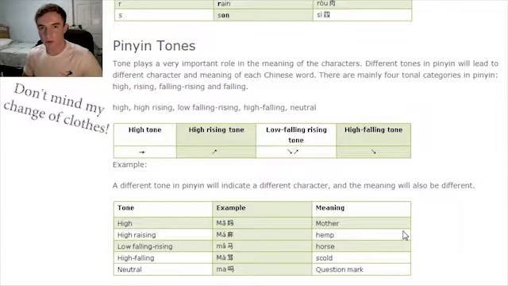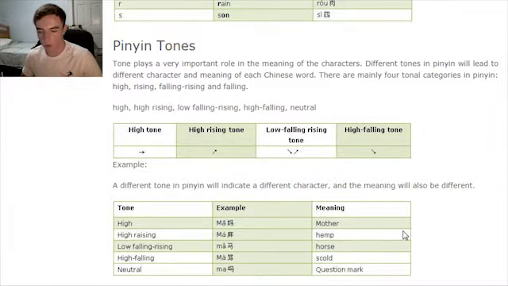We're just going to go straight into the tones, just so you guys know what's going on. We're going to be using ma as a word to give you an idea of how tones change the meaning of words, as I said in the first lesson. The first tone is a high flat tone, and the meaning is mother, pronounced ma. The second tone is a rising tone.